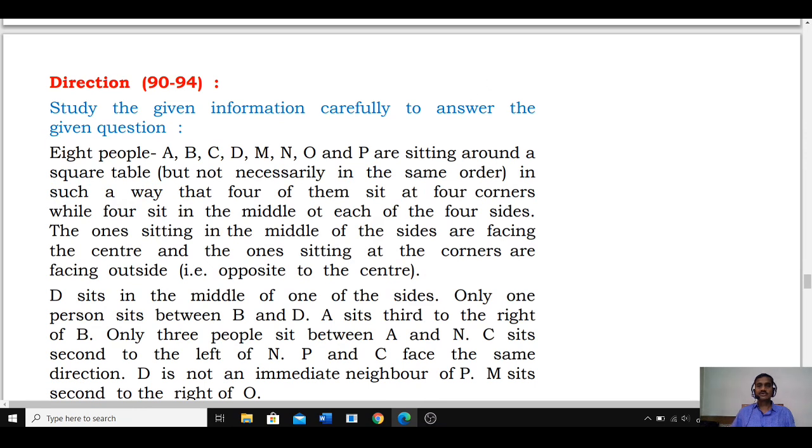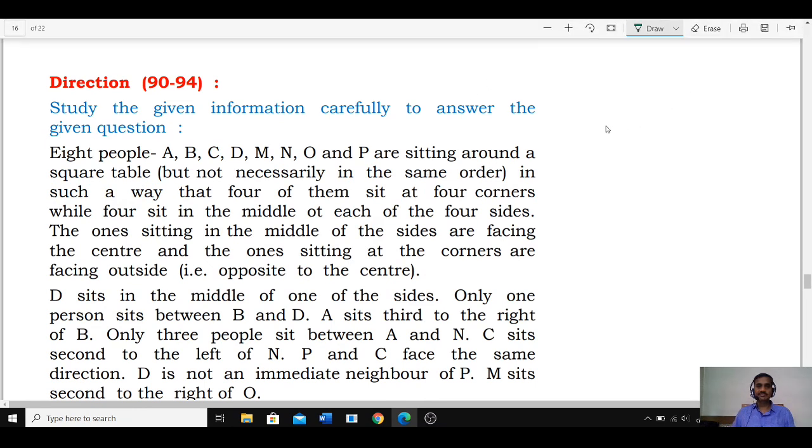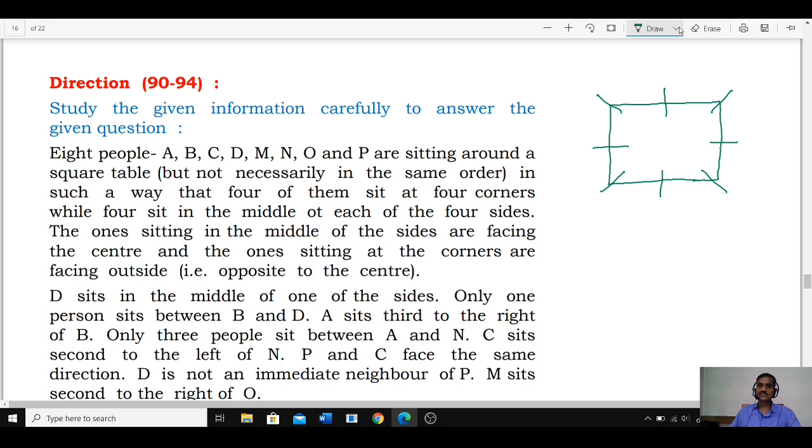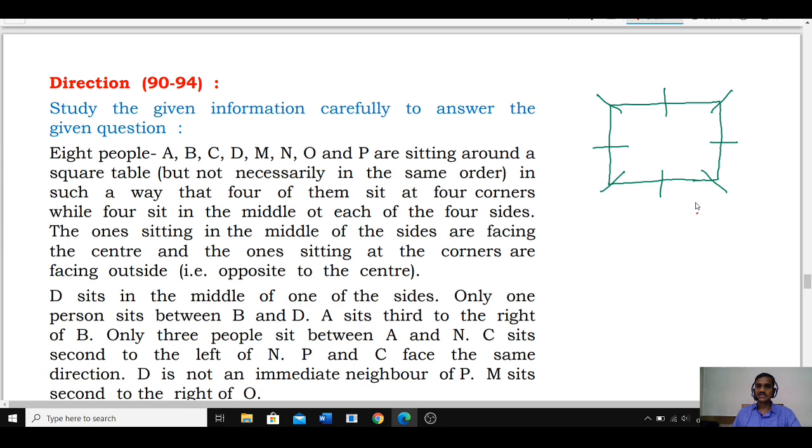Then 90 to 94. In these question numbers 90 to 94, 8 people A, B, C, D, M, N, O, and P are seated at a square table. 4 persons at the centers and 4 at the corners. The ones sitting in the middle of the sides are facing the center, and the persons who are at the corners are facing away from the center.